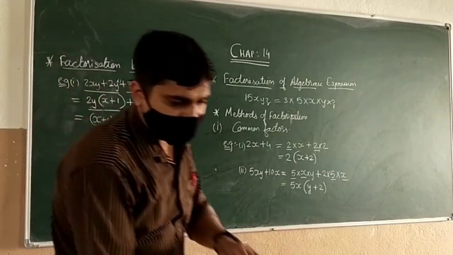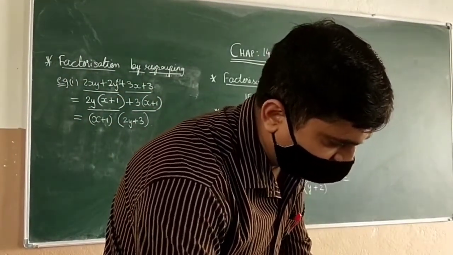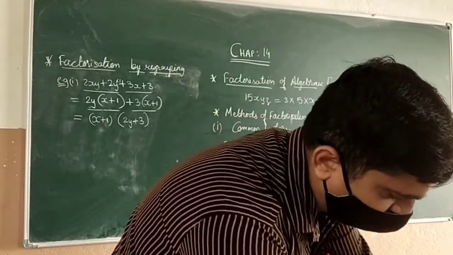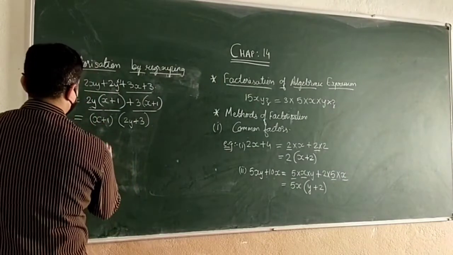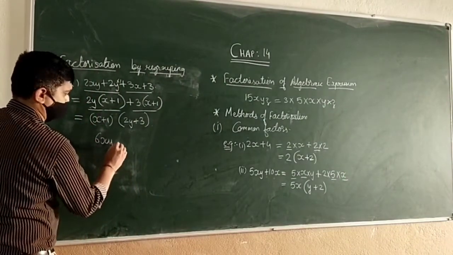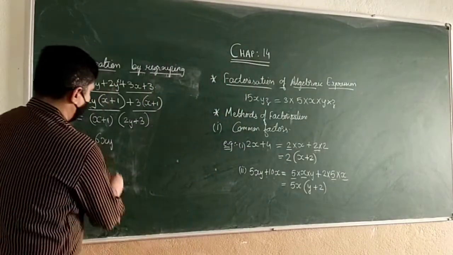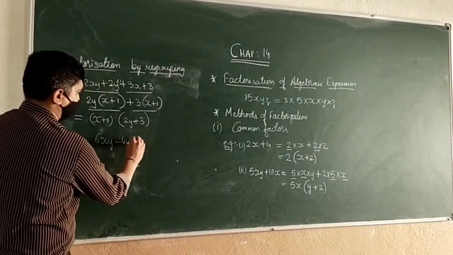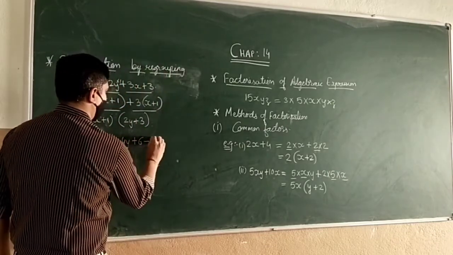Let me take another example of factorization by regrouping, and that is 6xy minus 4y plus 6 minus 9x.